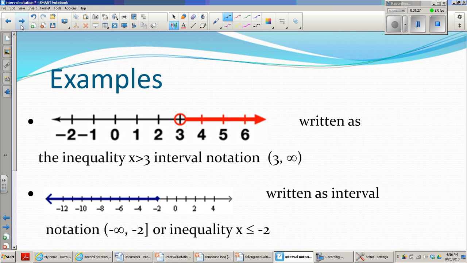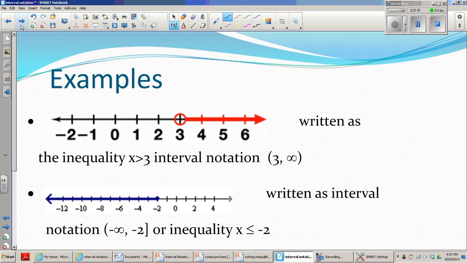Look at example 2. Let's write that as the interval notation first. Smallest value is negative infinity. We always have parentheses on negative infinity. Largest number is negative 2. Since the circle's filled in, that means negative 2 is equal to, so we're going to put a bracket.